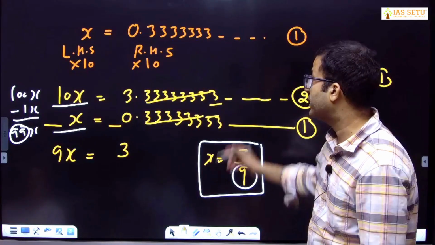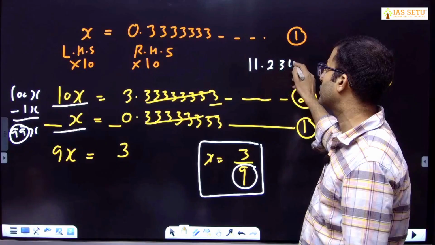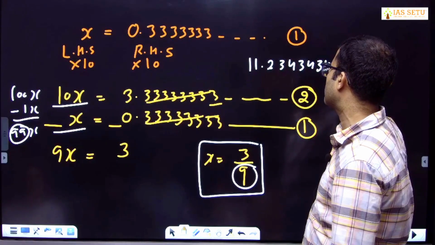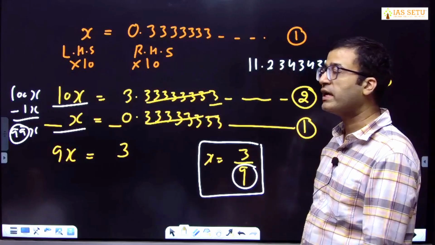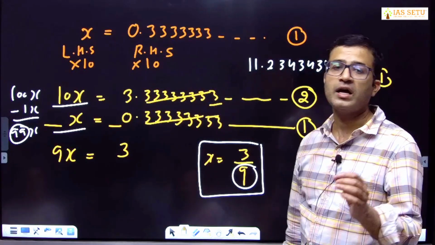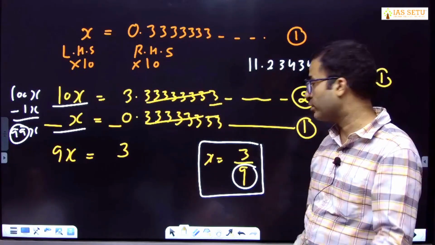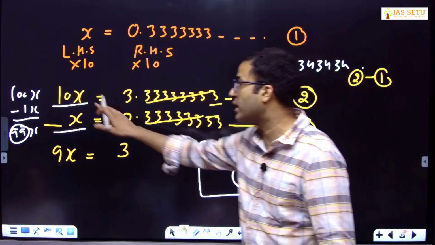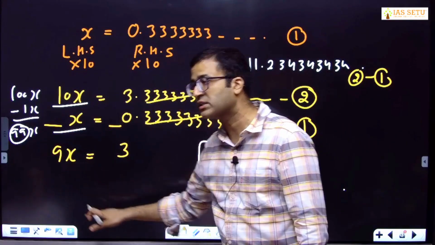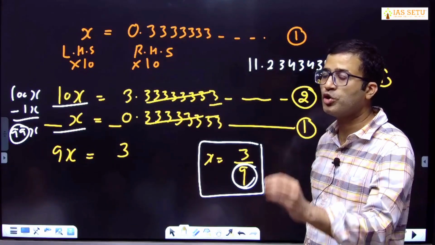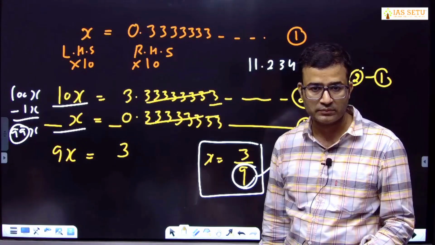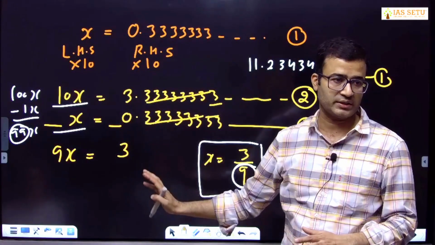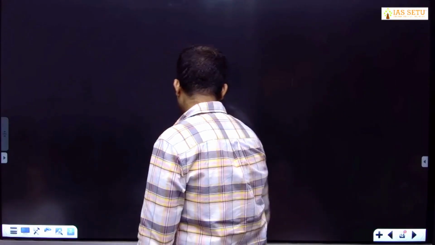And there are some miscellaneous questions like 11.234343434. You can use the long method, but you might get confused. So rather than taking the long method, I tell you the short trick. But you remember ये 9 आ रहा है ना, क्यों आ रहा है? 10x minus 1x gives 9x. Because when I tell you the short trick, I directly tell you the rule that in the denominator we will put 9. आ कहां से रहा है? Long method से.